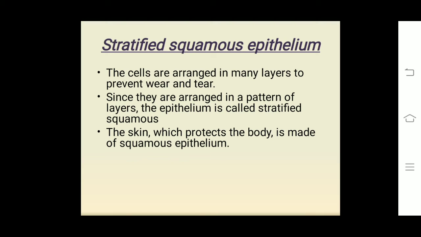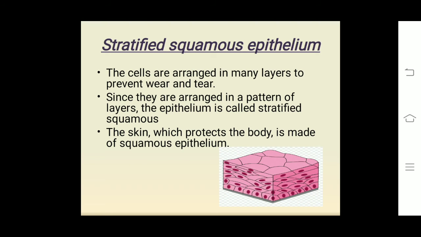Stratified squamous epithelium. The word stratified means many layered. The cells are arranged in many layers to prevent wear and tear. Since they are arranged in a pattern of layers, the epithelium is called stratified squamous. The skin which protects the body is made up of squamous epithelium.